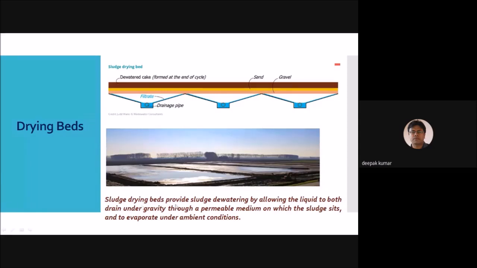So sludge drying beds provide sludge dewatering by allowing the liquid to drain under gravity through a permeable medium on which the sludge sits. So this is the permeable medium you can see. This is the permeable medium of sand and gravel upon which you are spreading the sludge, and with time the extra water present in the sludge can come out through this drainage pipe under the influence of gravity.